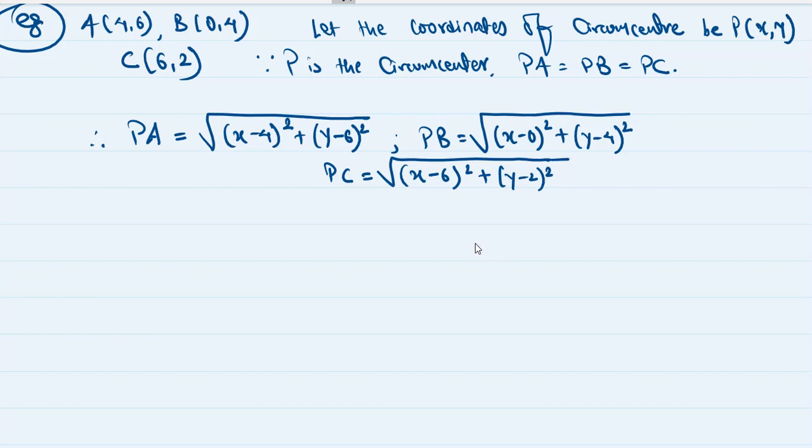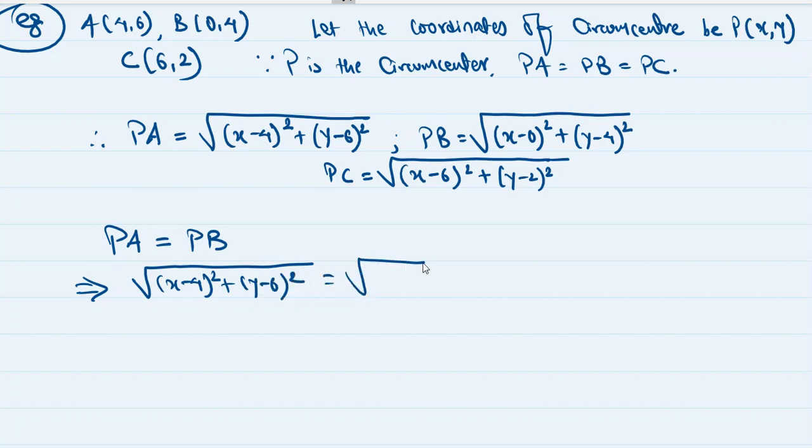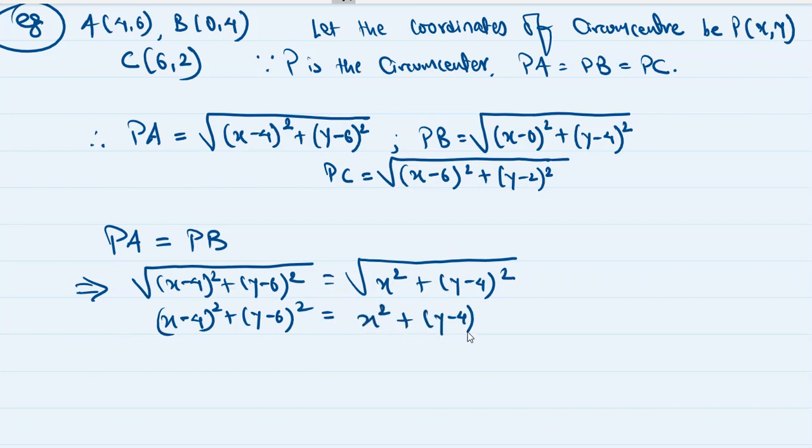Since we know that PA is equal to PB is equal to PC, let's take PA equal to PB. So it implies that under root of (x minus 4) the whole square plus (y minus 6) the whole square is equal to under root of PB, that is (x minus 0) the whole square or x square plus (y minus 4) the whole square. In the next step I'm going to square both the sides, so I'm just going to be left with (x minus 4) the whole square plus (y minus 6) the whole square is equal to x square plus (y minus 4) the whole square.